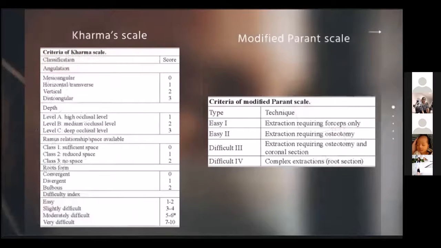In addition, the Parant scale was used to assess the difficulty of preoperative surgical removal of impacted tooth. It was proposed in 2014 by Parant, which is separated into 4 groups, that is, angulation, depth, ramus relationship, and root form. And in the modified Parant scale, there were 4 levels of procedural difficulty, as shown in the table on the right.